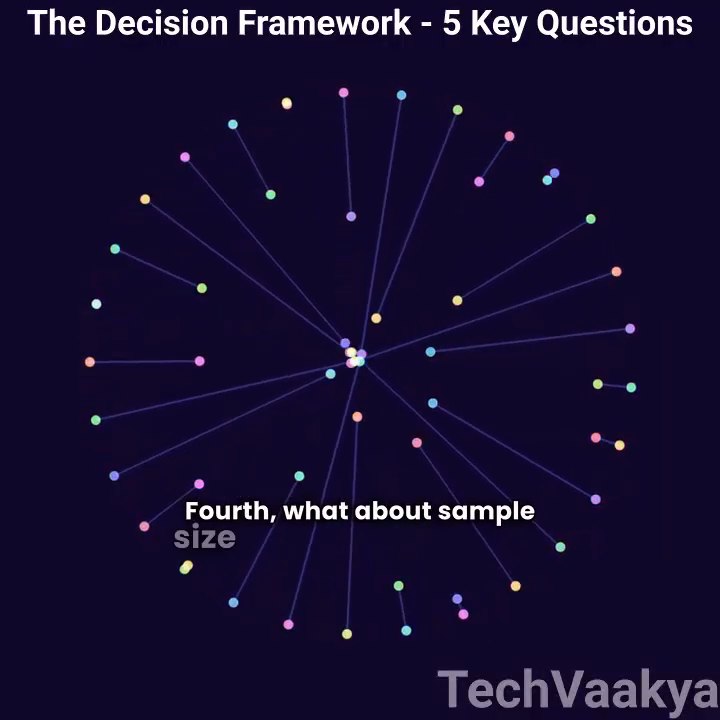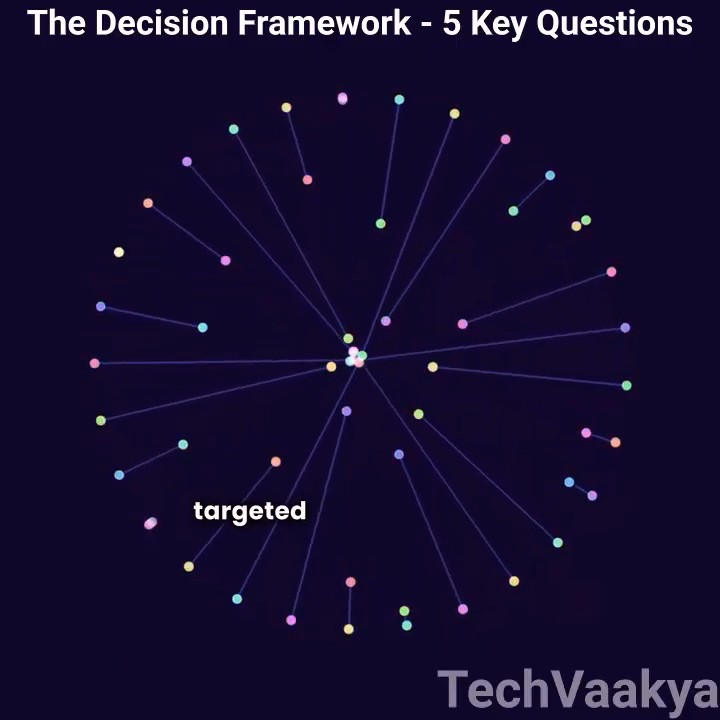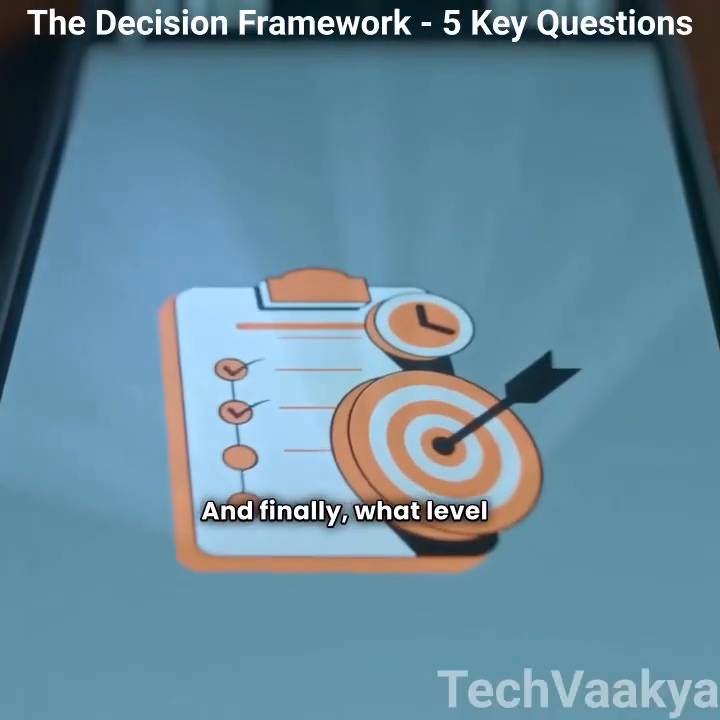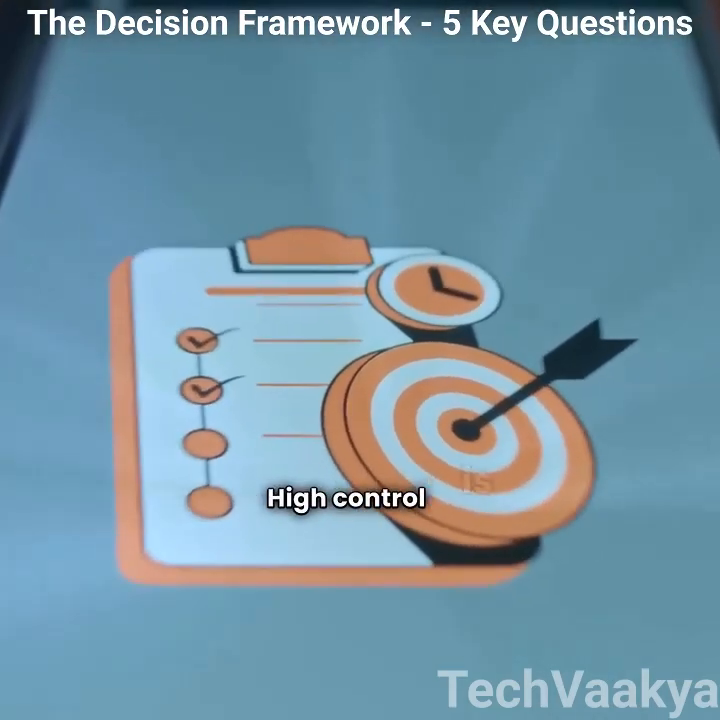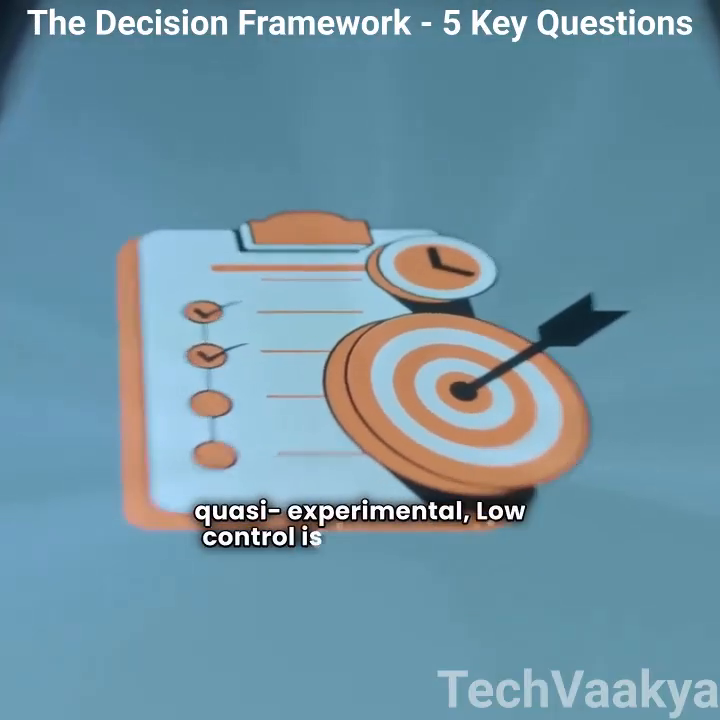Fourth, what about sample size and accessibility? Am I looking for large representative samples, small targeted groups, or hard to reach populations? And finally, what level of control do I need? High, moderate, or low control? High control is experimental, moderate control is quasi-experimental, low control is observational.